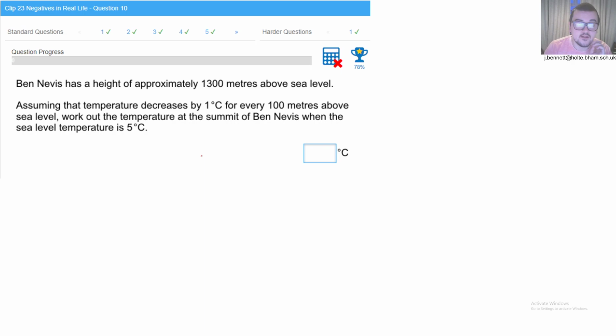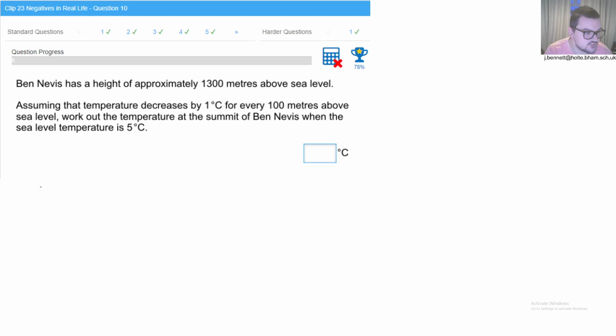Right, okay, I'm back. Okay, so Ben Nevis had a height of approximately 1,300 meters above sea level. Assuming that temperature decreases by 1 degree for every 100 meters above sea level, work out the temperature of the summit of Ben Nevis when the sea level is 5 degrees.